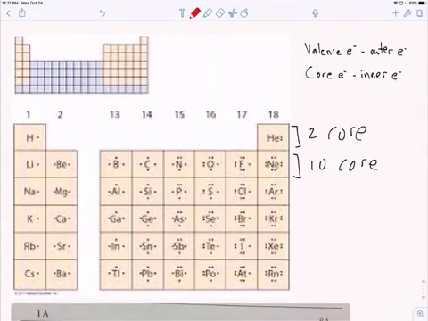Now, many of these rules I'm going to talk about really only apply for the s block and the p block. It gets a little more complicated for the d block. Although this valence is true valence, so I need to go back and talk about what valence is. Valence means outer electrons. Core means inner electrons.